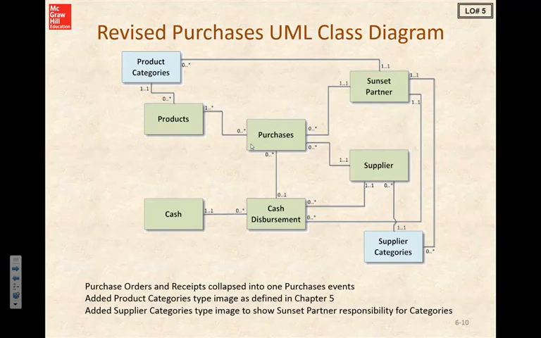And then also we've noticed that we've added some type entities for product categories and supplier categories. This is just to help the managers manage the business. It's more descriptive type information.